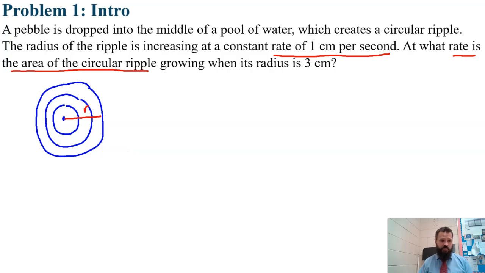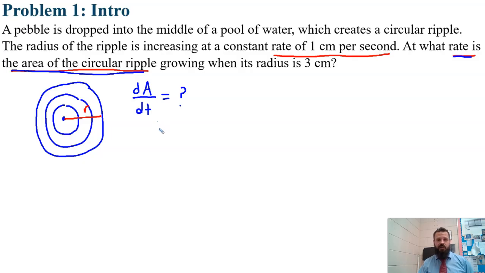First thing we're going to want to do is put what we're trying to solve for in terms of calculus notation. We want the rate that the area of the circular ripple is growing. So I want a rate of an area. If we use a capital A to stand for area, the rate of that with respect to time would just be dA over dt. So that's what I'm looking for with this problem. I want to find the derivative of A with respect to t, so as time changes, how much is that area changing?